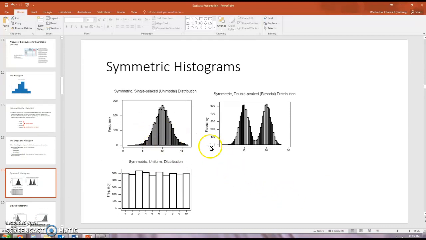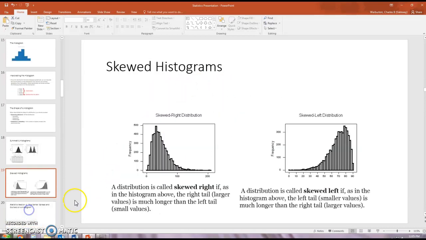So here we have 3 histograms, and all 3 are symmetric. This is symmetric with 1 peak, that's called unimodal. This is symmetric with 2 peaks, that's called bimodal. And this is symmetric, but it has the same distribution, or approximately the same, throughout the entire histogram. That's called uniform symmetric. So we have unimodal symmetric, bimodal symmetric, and uniform symmetric. So that's symmetric histograms. How about the skewed histograms?